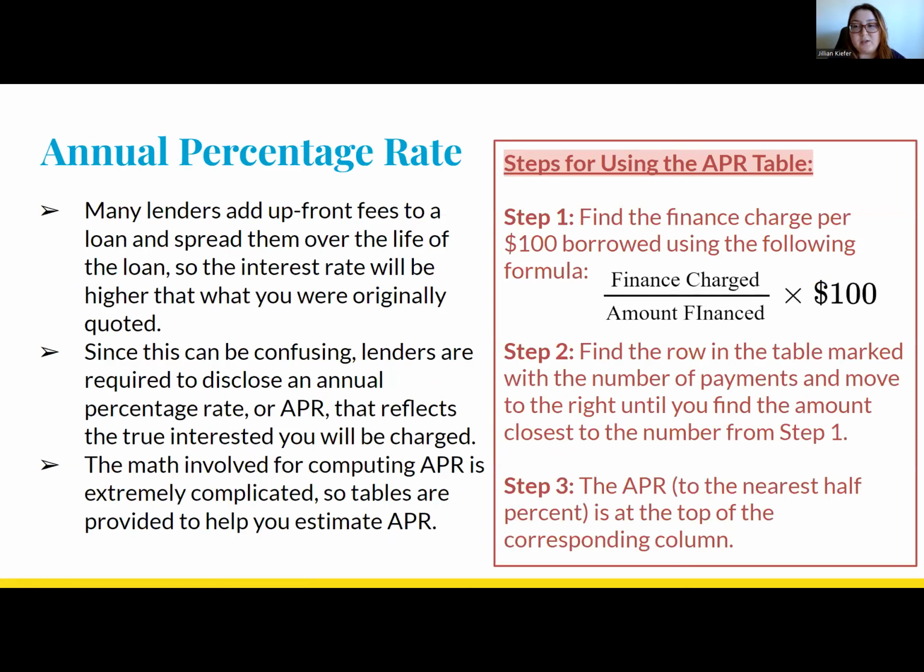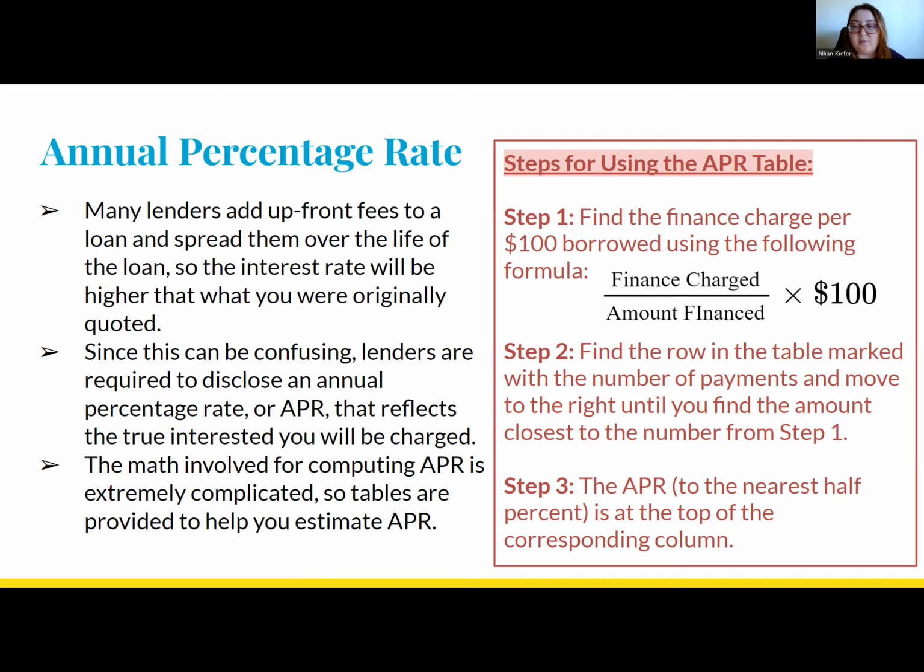So step 1, you need to find the finance charge per $100 borrowed using the following formula. You're going to find the finance charge divided by the amount that was financed. We know those values because we saw that on our key terms before. We'll take that percent and multiply it by 100. This will give us our amount per $100.